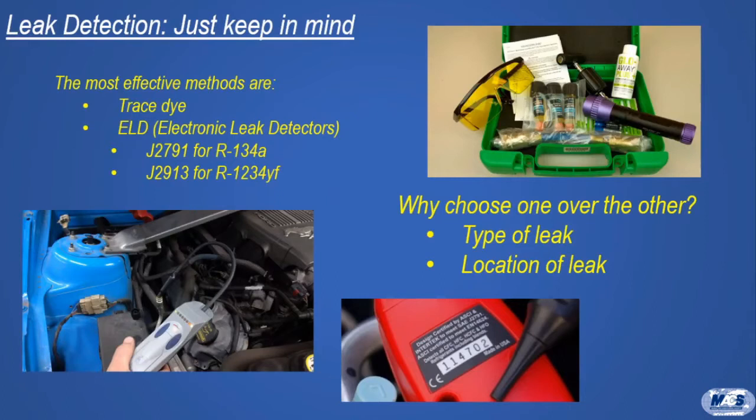Leak detection. Just keep in mind, the most effective methods of leak detection are trace dye and use of an electronic leak detector that meets the latest SAE standards, J2791 for R134A and J2913 for R1234yf. And we've found that a technician's choice is typically based on his long-term shop experience. If he's found the leaks with one of these two methods, he'll continue to use it until it starts to fail him. So, a natural question would be, why would one method start to fail?